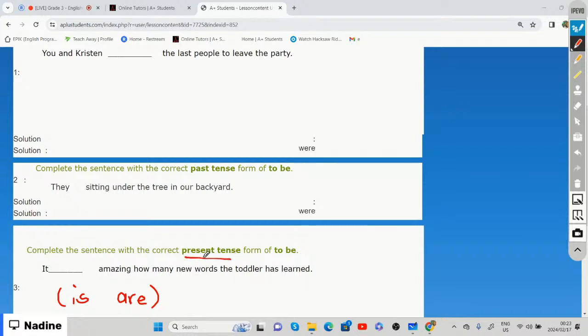This is now in the present tense. So we're either going to use is or we're going to use are. If we use the past tense, we use either was or were. That's in the past, right? But now in the present tense, we use is or are. So in the present tense, do we say it is amazing how many new words a toddler has learned? Or do we say it are amazing how many new words the toddler has learned?